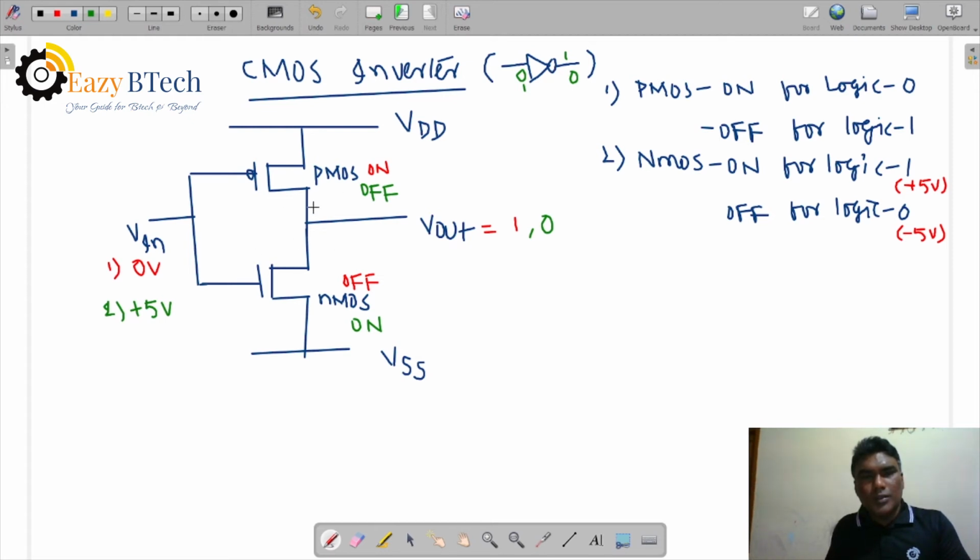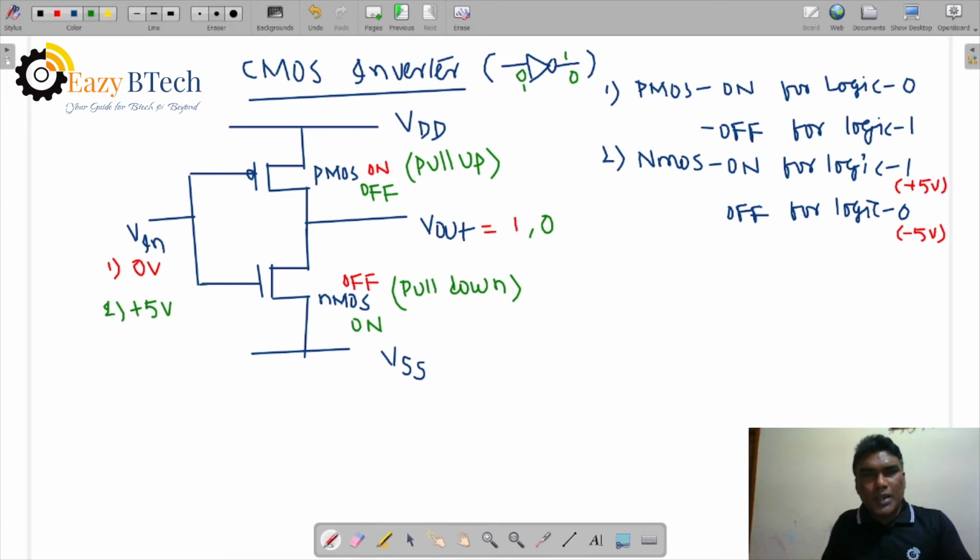So this is the circuit representation of the CMOS inverter. The lower transistor, the NMOS, is called the pull down transistor, and this is the pull up transistor. The transistor which is connected to VDD is called the pull up transistor. The transistor which is connected from the output to VSS is called the pull down transistor.